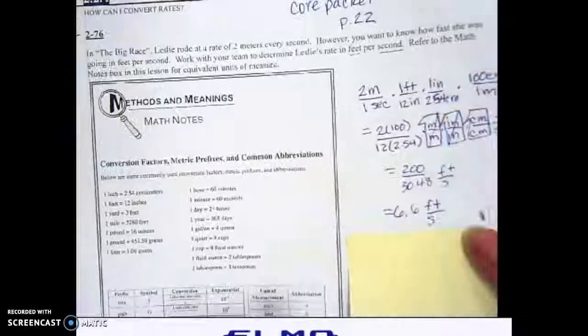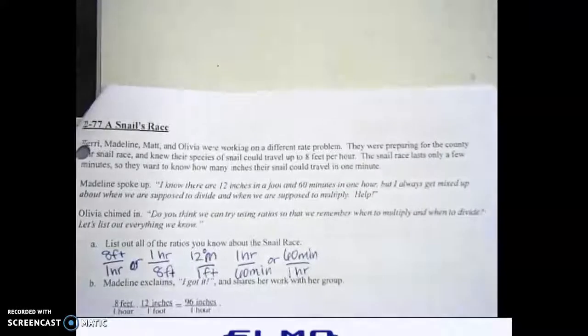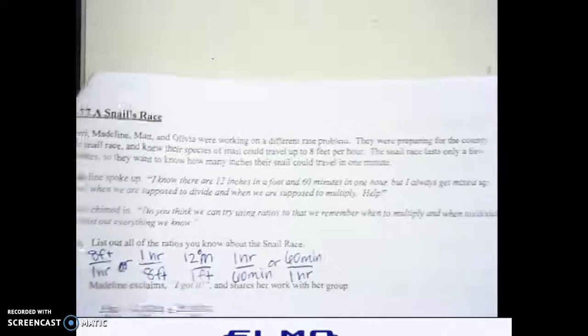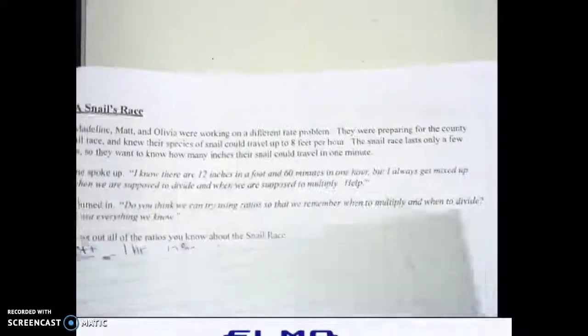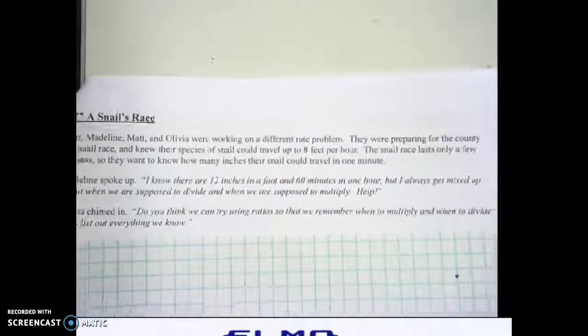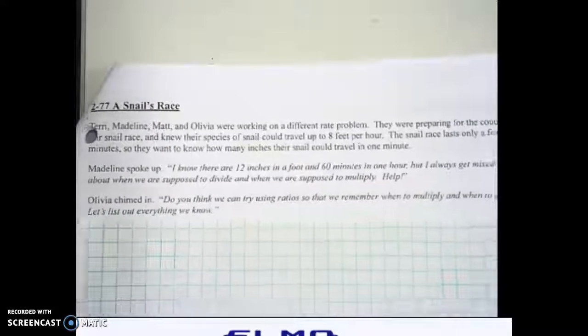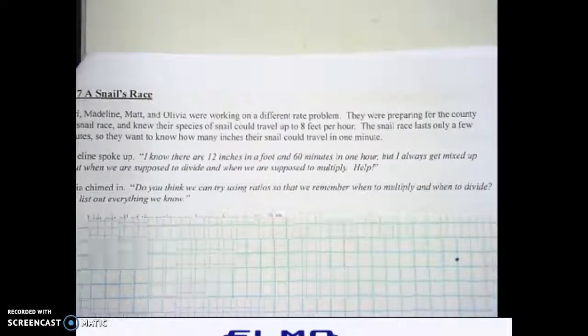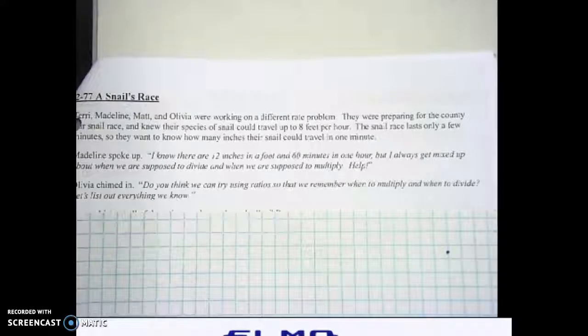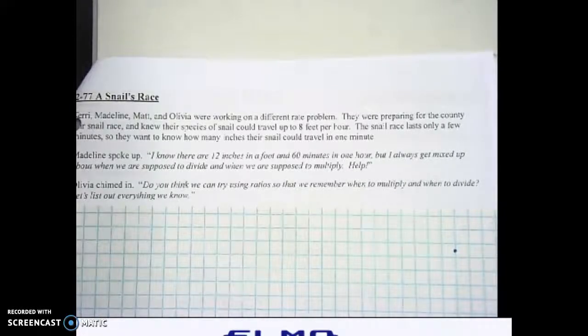All right? Let's talk about page 23 together. This one's called a snail's race. Okay? Let me shrink it just a tad here. All right, volunteer to read that top paragraph, starting with Terry.